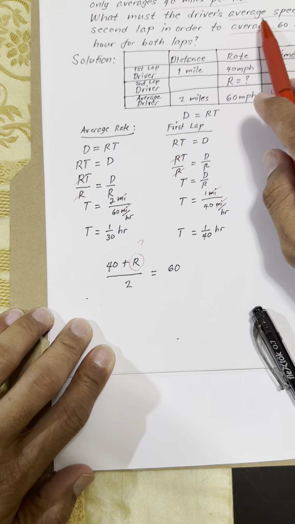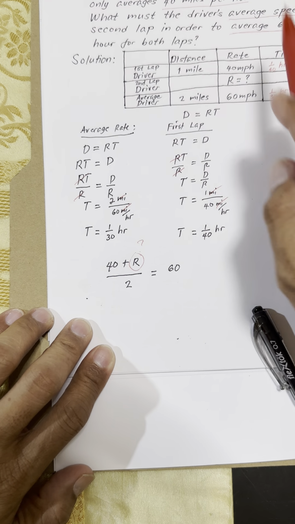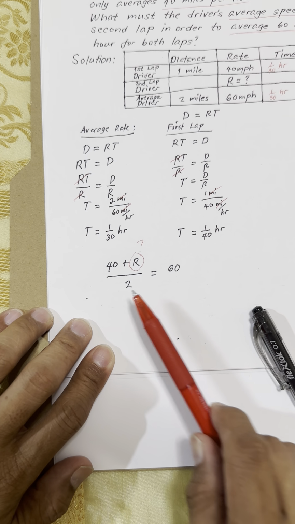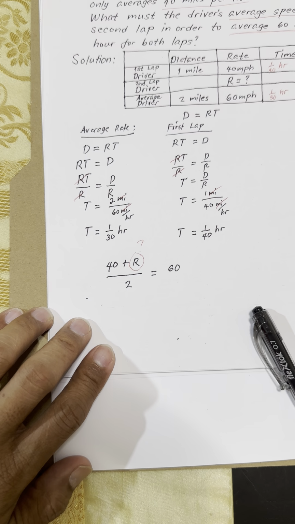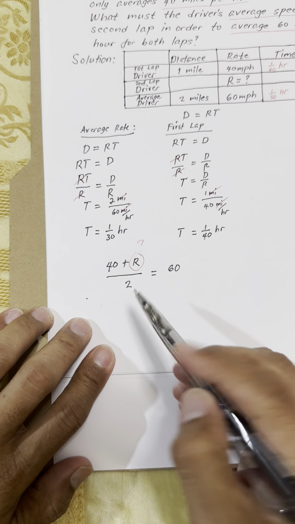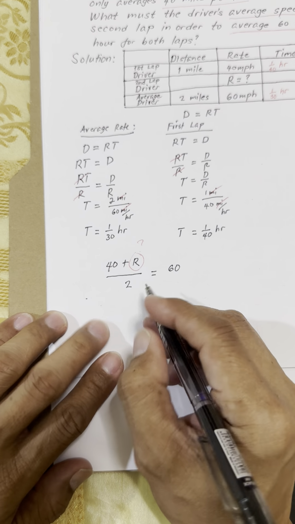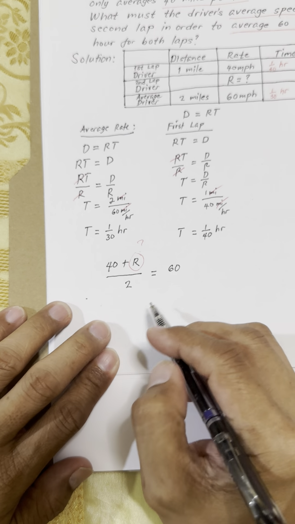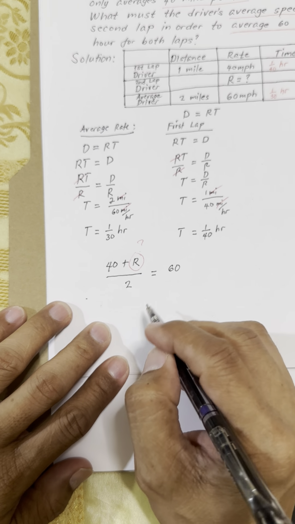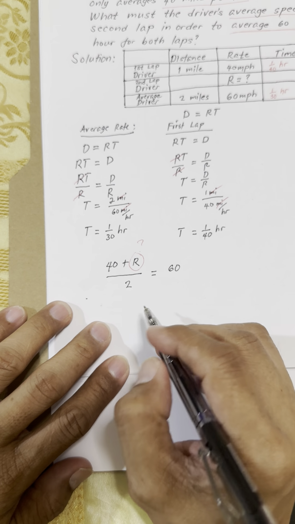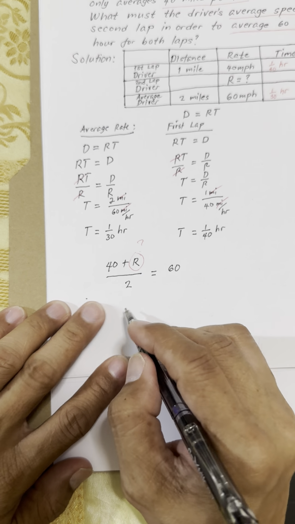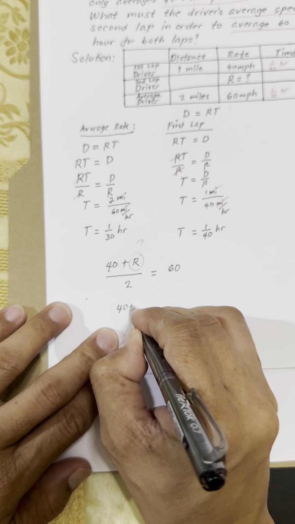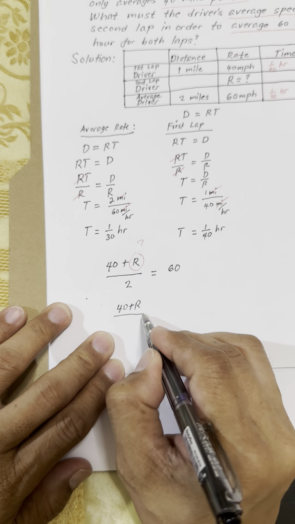What must be the driver's average speed for the second lap? So this is the average speed for the second lap. That's R. And this is the equation that we need. Okay, so this is an equation with fraction. So the rule in solving an equation with fraction is to multiply both sides of the equation by the least common denominator. In this case, there's only one denominator here, so we can multiply both sides by 2.